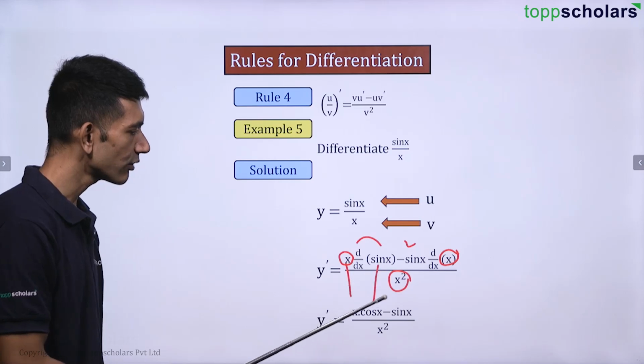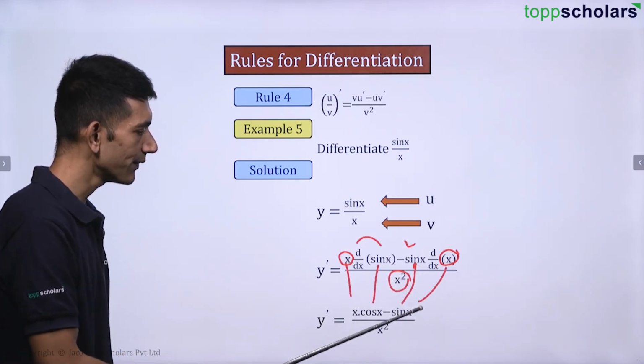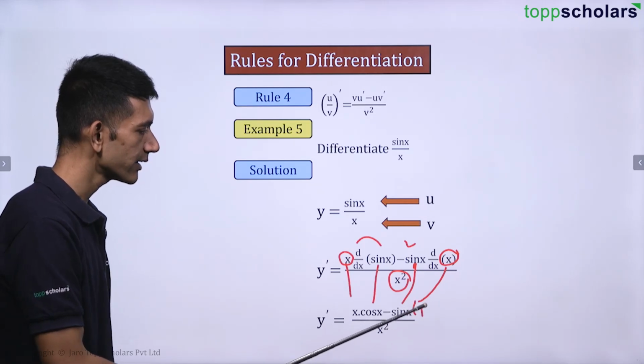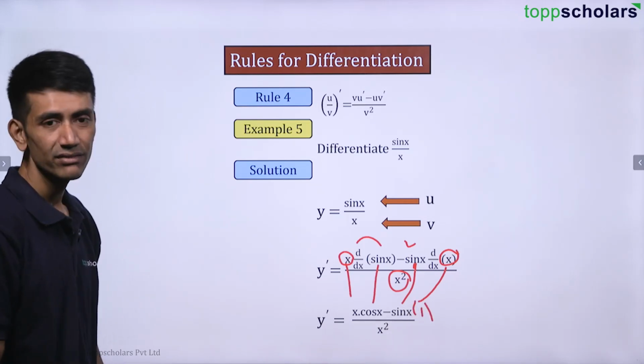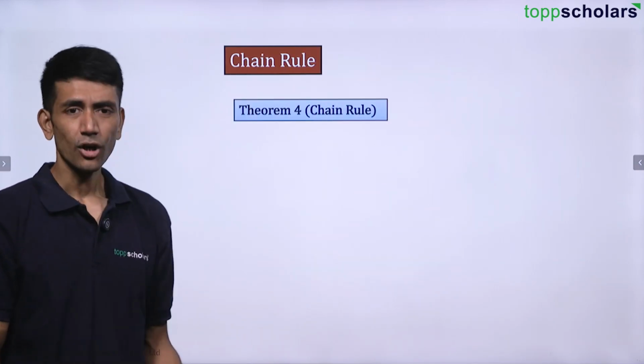Derivative of sin x is cos x. Sin x is as it is. Derivative of x is 1. So we have not written anything here. And then we have in the denominator x square. That's it. Now let us talk about the chain rule.